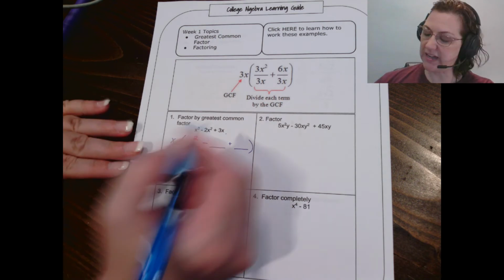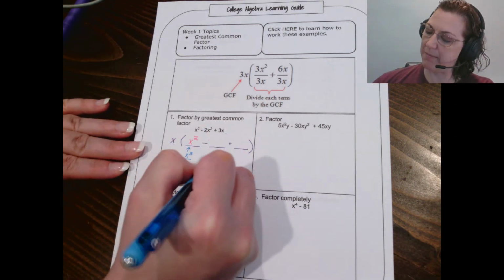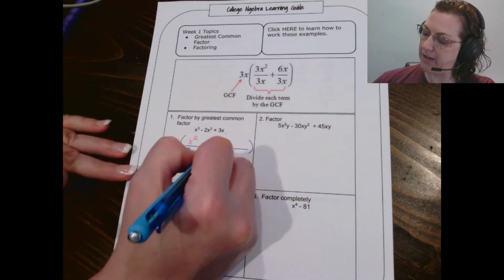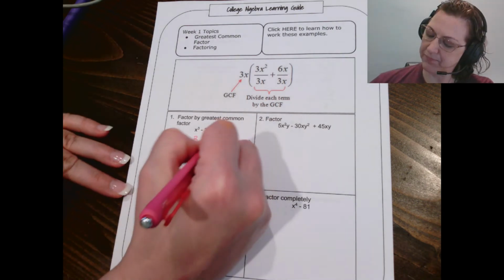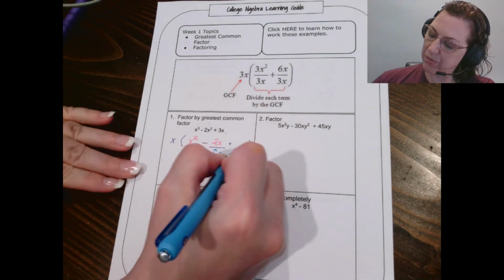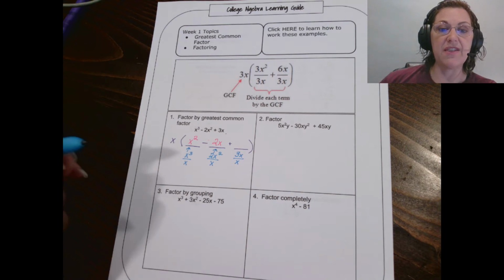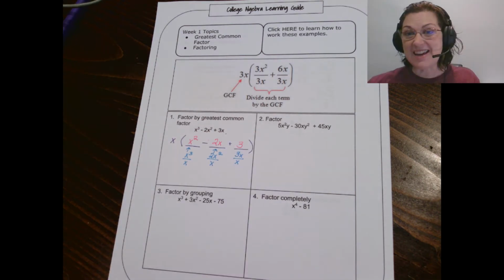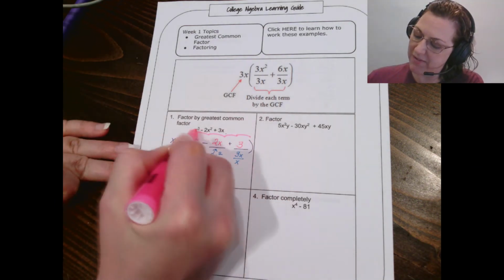Let's do it for the second term. The term is 2x to the second, and I'm dividing by x. That is what I put in this blank, which would be 2x. And then the last one would be 3x divided by the greatest common factor, and that would go in this blank, and that is 3. And that is how you factor by greatest common factor.